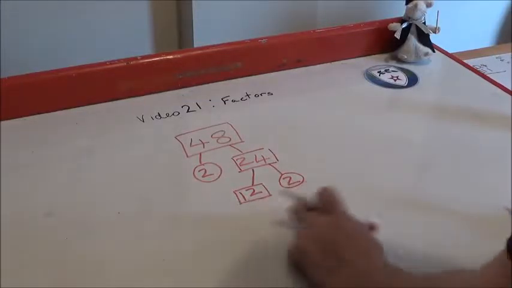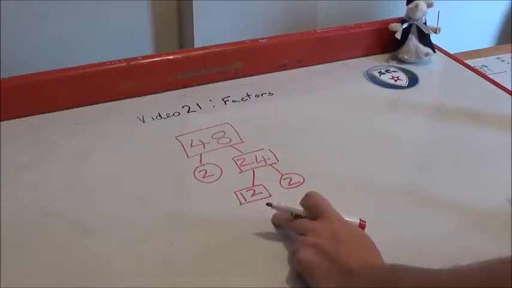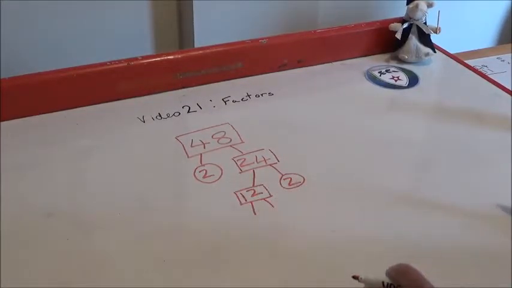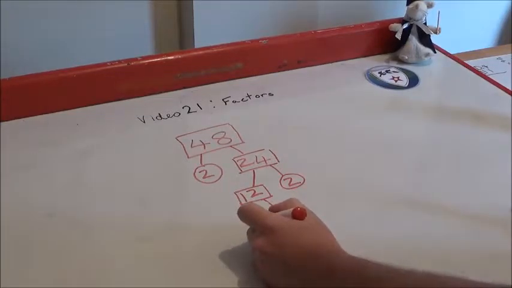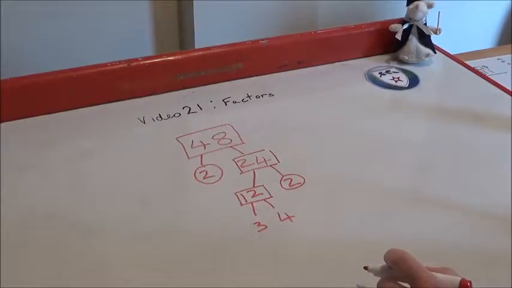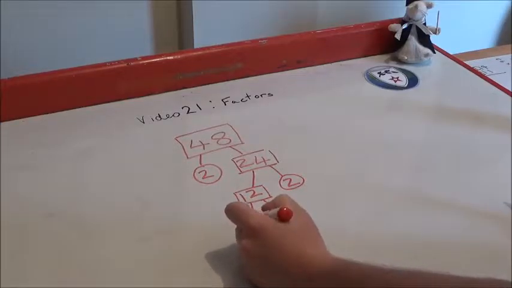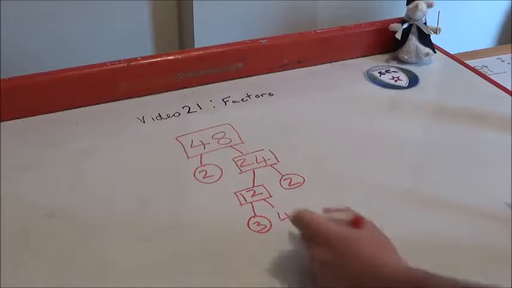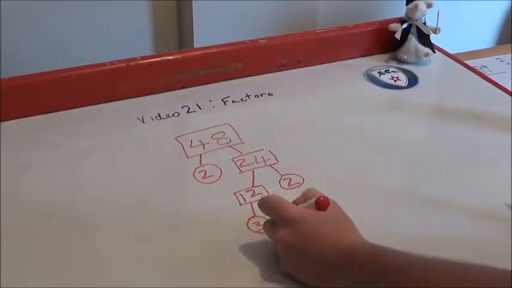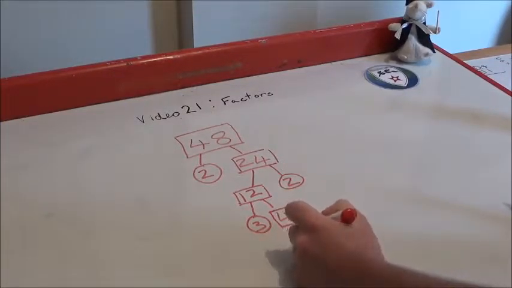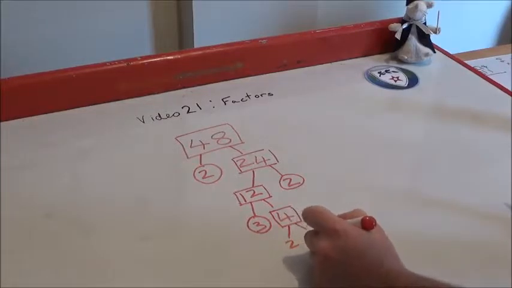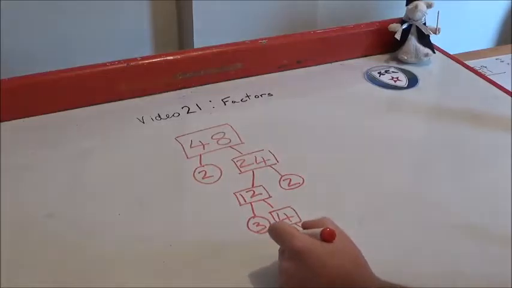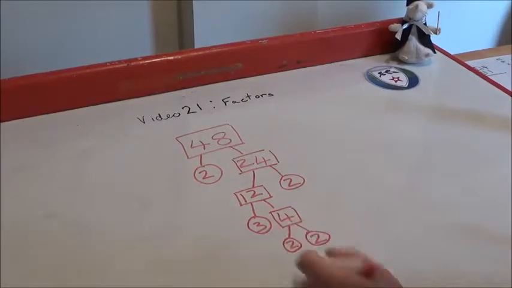Okay, 12. We've got lots of different factor pairs we could do here. I could do 2 and 6, or I could do 3 and 4. I'm going to go with 3 and 4. So here, 3 is another prime number. Again, it's only divisible by 1 and itself, so I'm going to circle that. 4 isn't a prime number. We know it is in the 2 times table, and a factor pair for that is 2 and 2, 2 times 2 being 4. We now know prime numbers that 2 is.